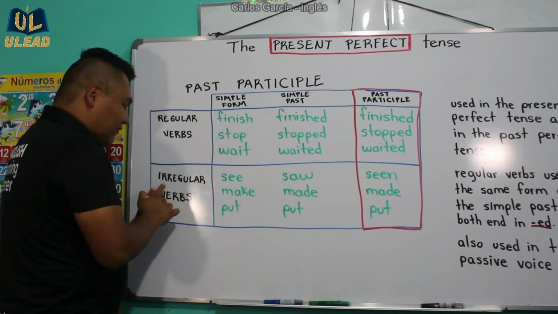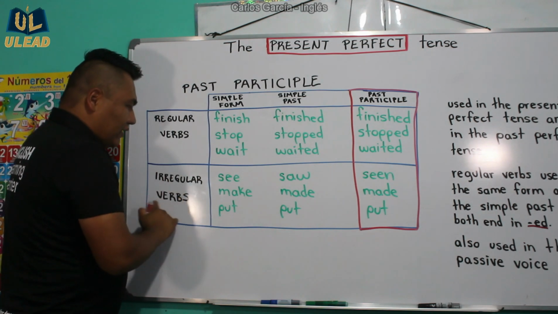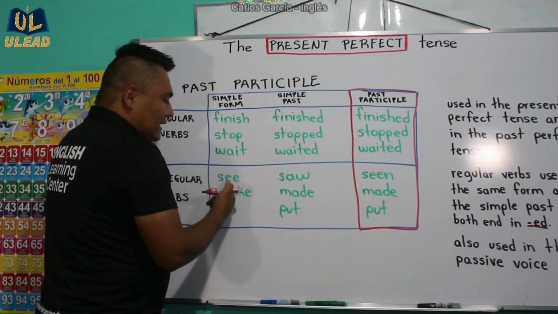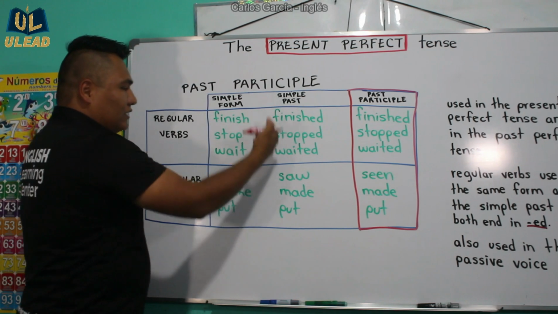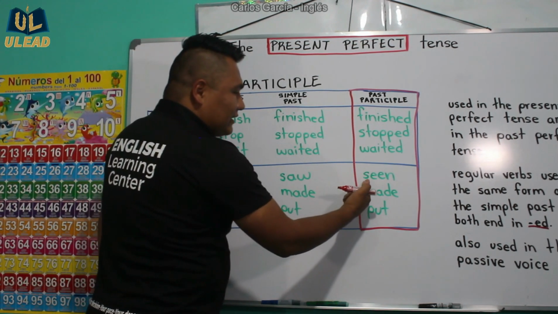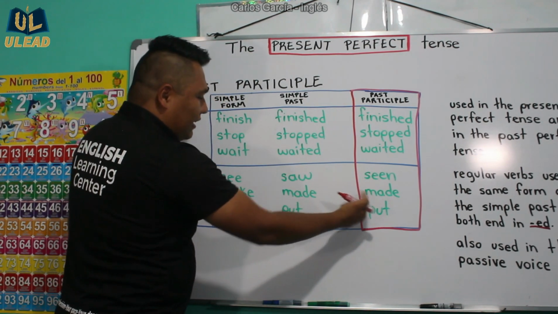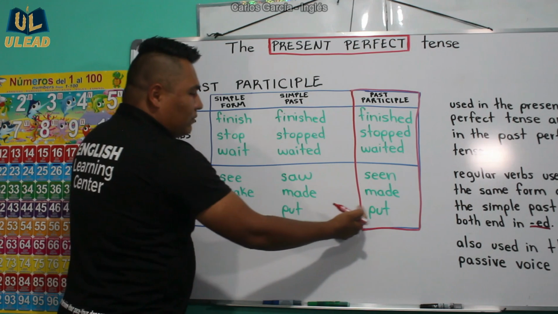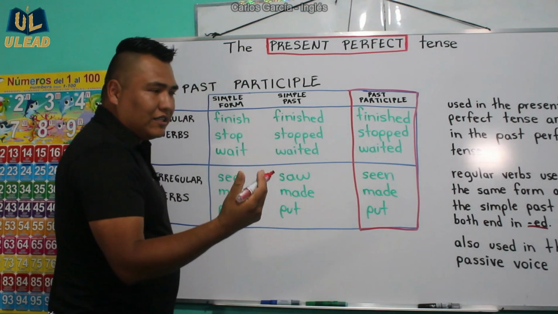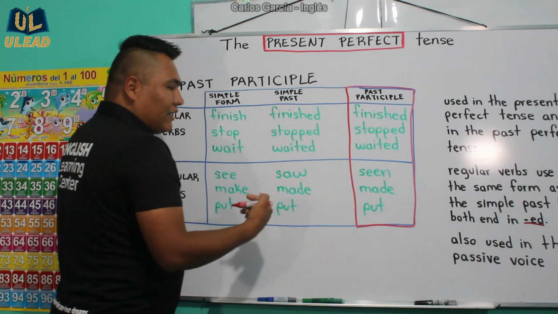However, with irregular verbs, you need to pay close attention to this section here. Irregular verbs, for example, see is the simple form. The simple past, saw, but the past participle is seen, okay? Make, made, made. Put, put. And you can check a list of irregular verbs in simple past and past participle, okay?